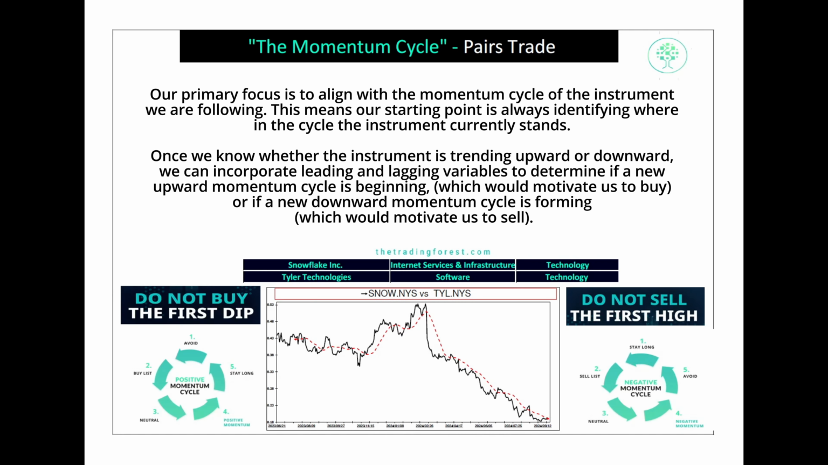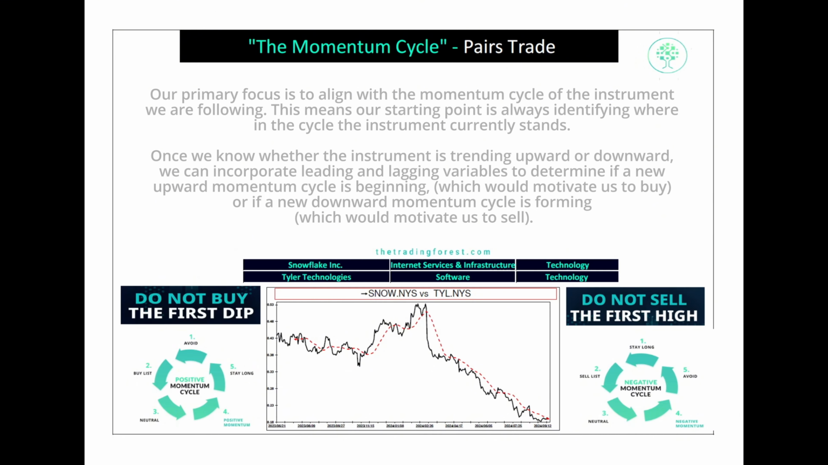Our primary focus is to align with the momentum cycle of the instrument we are following. This means our starting point is always identifying where in the cycle the instrument currently stands. Once we know whether the instrument is trending upward or downward, we can incorporate leading and lagging variables to determine if a new upward momentum cycle is beginning, which would motivate us to buy, or if a new downward momentum cycle is forming, which would motivate us to sell.